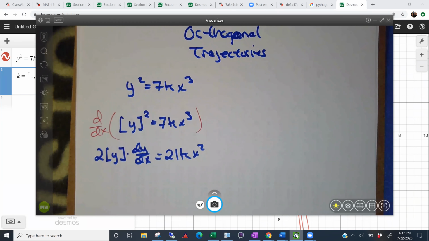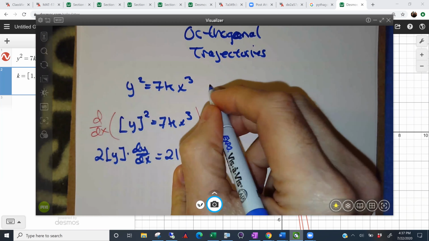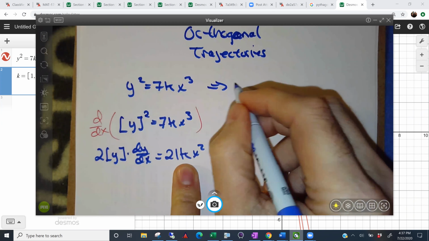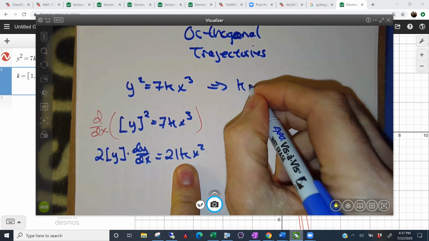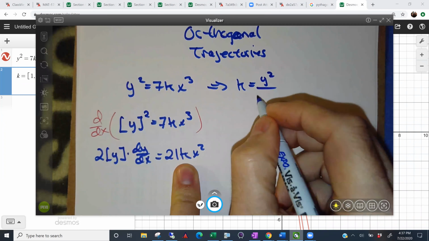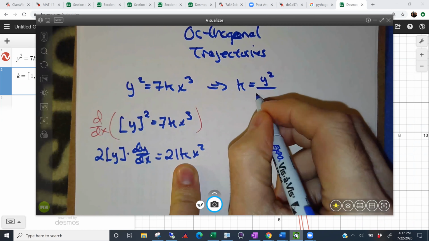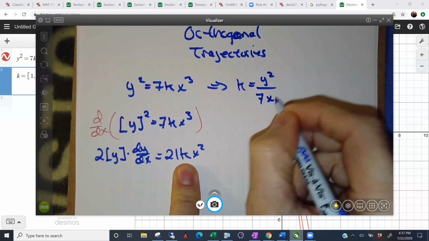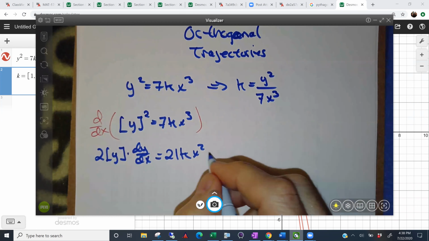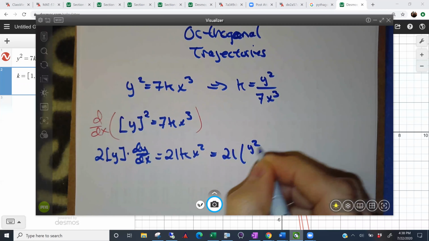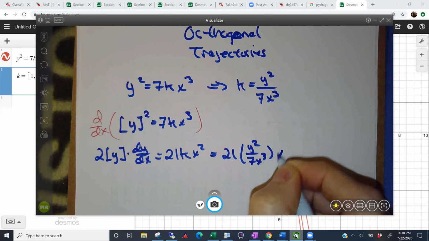Now, before I get too far solving for things, I'm going to take care of something else here. This k is bothering me. It's annoying me. My initial equation tells me that if you divide both sides by 7 and x cubed, k equals y squared over 7x cubed. So let me put that in here. So it's going to be 21 times y squared over 7x cubed times x squared.